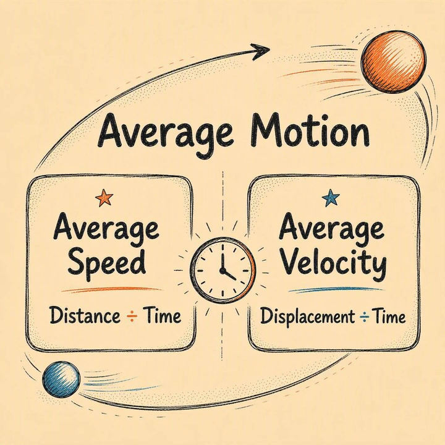Average speed is total distance divided by total time. Average velocity is displacement divided by total time. For a trip of 12 meters east and 20 meters west in 4 seconds, average speed is 32 divided by 4, or 8 meters per second. Average velocity is negative 8 divided by 4, or negative 2 meters per second.